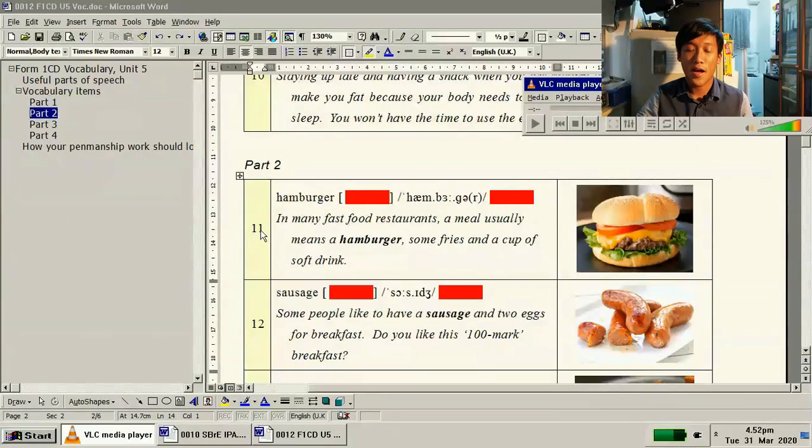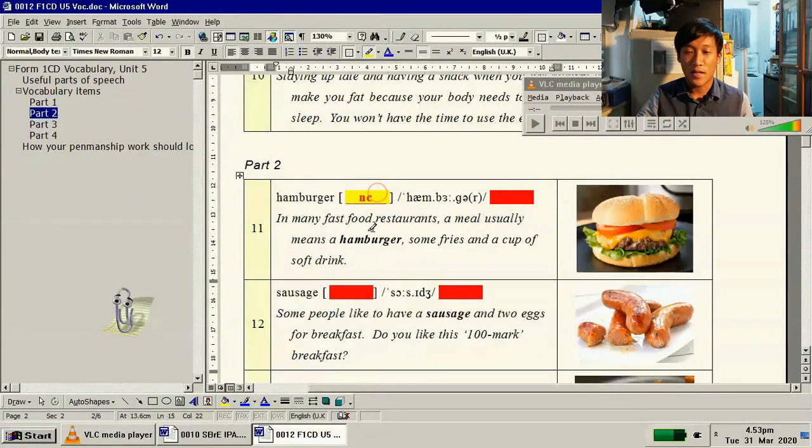Okay, let's start with item 11. In many fast food restaurants, a hamburger is a meal. From the picture you can tell it's a noun, and it's a countable noun, hamburger. The stress pattern and the pitch pattern is that the stressed syllable falls on the first syllable here, and then the second syllable, and the third syllable, you see full stops. So da da da.